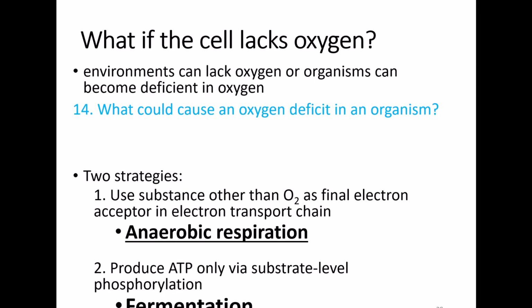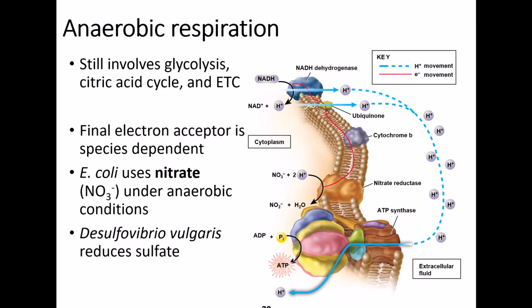So if cells lack oxygen, what they're going to do is either use anaerobic respiration or fermentation. Anaerobic cellular respiration uses something other than oxygen as the final electron acceptor in the electron transport chain. And fermentation doesn't do all the steps and only does substrate level phosphorylation. So anaerobic cellular respiration still involves glycolysis, the citric acid cycle, and the electron transport chain. The only difference is that instead of oxygen as the final electron acceptor, it has a different electron acceptor.